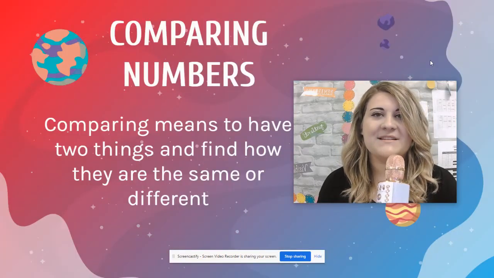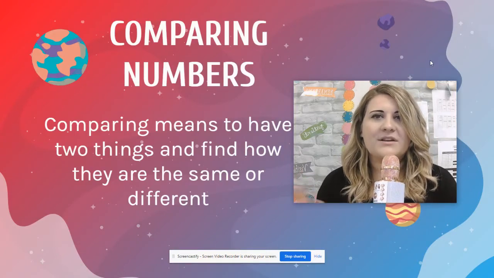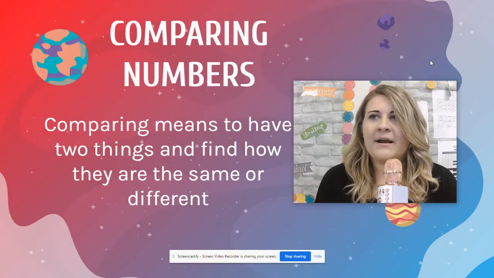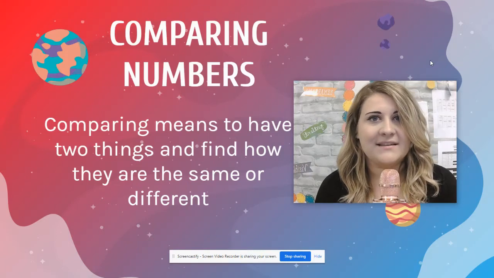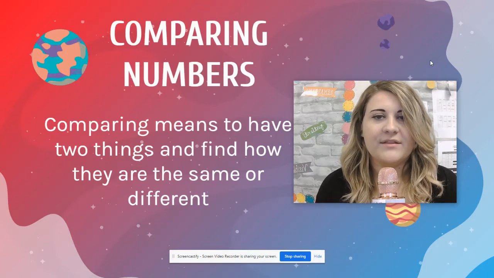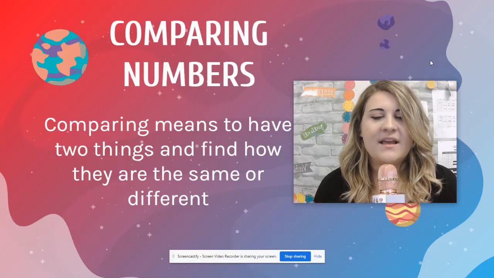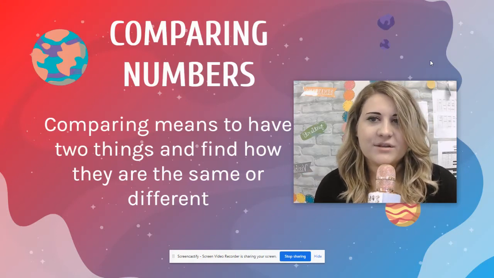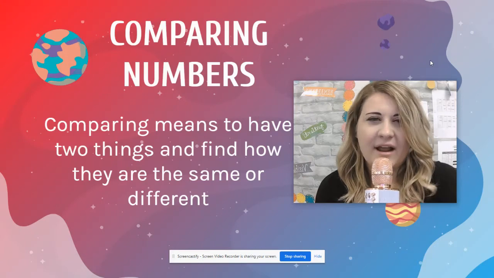So comparing numbers is simply comparing two items. We're going to be comparing these two numbers to see if they are exactly the same or if one is larger than the other. And whichever one is larger than the other, the gator's going to eat. Comparing is when you take two things and find how they are similar and how they are different.